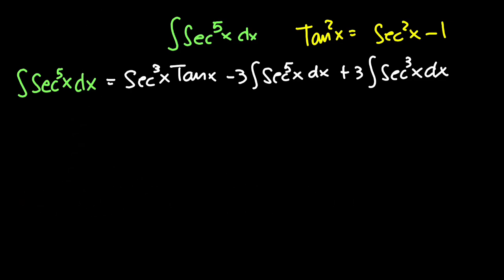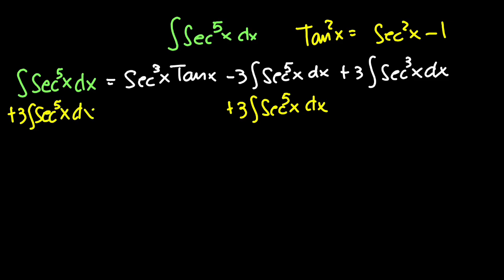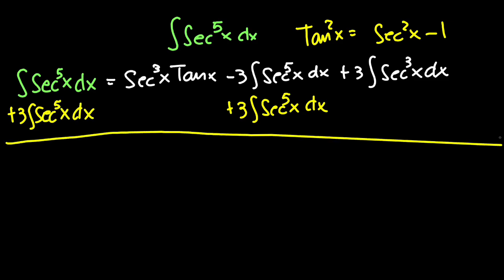And now the next step would be to eliminate this from our side. So add both sides 3 integral of secant to the power 5 of x dx. By that, this would equal to 0. 1 plus 3 would be 4. Would be 4 integral of secant to the power 5 of x dx. And copy the rest first here.